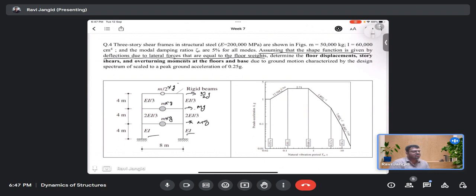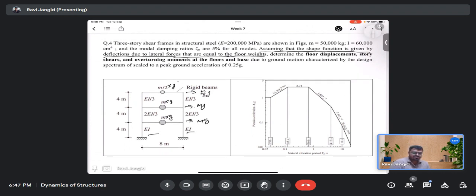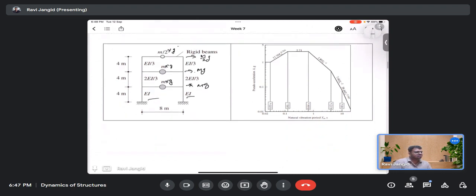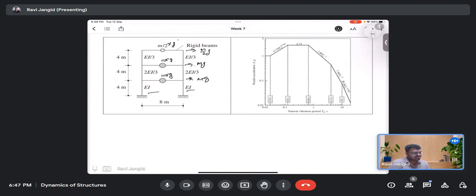So due to this, we need to find out the shear force, and then we can find out the other parameters, which would not take much time. Okay, did you understand the question? Yes. Okay, so now let us move first to find out the shape function.